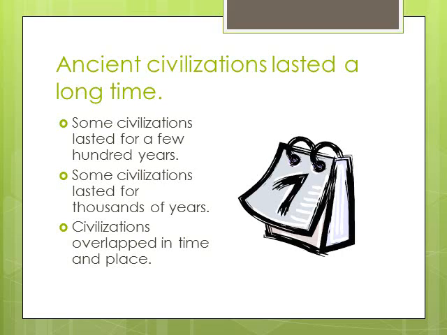And most importantly, these civilizations overlapped in both time and place. As one civilization was in decline, maybe another civilization was on the rise, or two civilizations in two different places existed at the same time. So it's not like there was one civilization and then another and then another. They are all overlapped on top of each other.